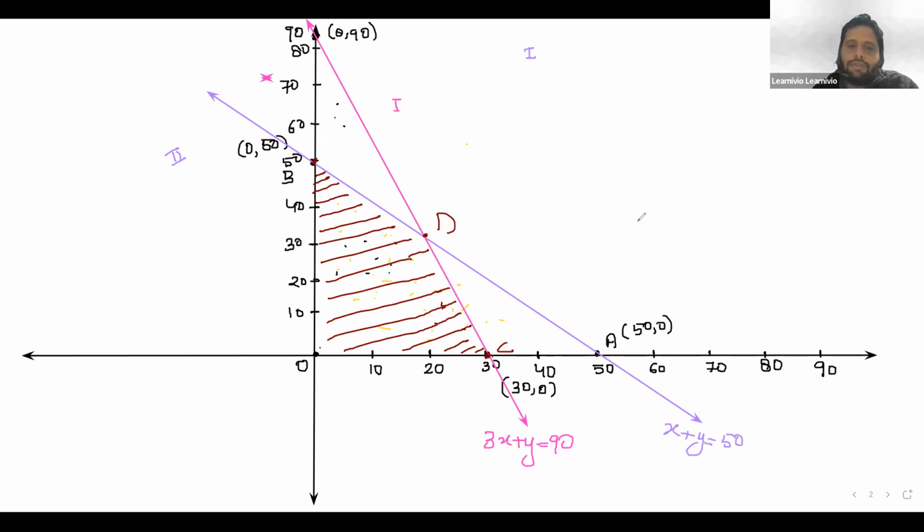Who has a problem? Okay, first, just focus here. This is your line. What is the region represented by this line? Towards the origin. And for this line also towards the origin. So what will be the common part? Only this one is common. This is not common because this part is not present with this pink line. This line is not present with the purple line. So that's why only this part is common. Clear?